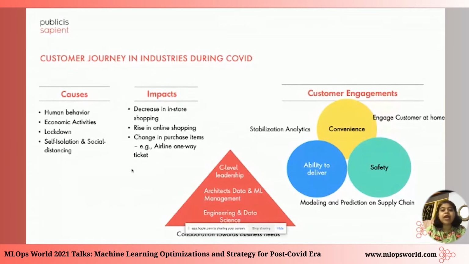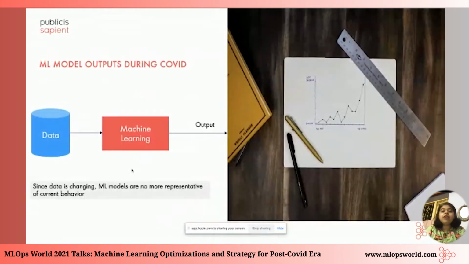engagement. And when we talk about customer engagement, we see their convenience, their safety, so that they are at home, but still they can buy the items which they are looking for, and how quickly we can deliver them, so they are happy. Now, if we talk about machine learning model, what it does: we get some data, we apply the model, and then we get the output.